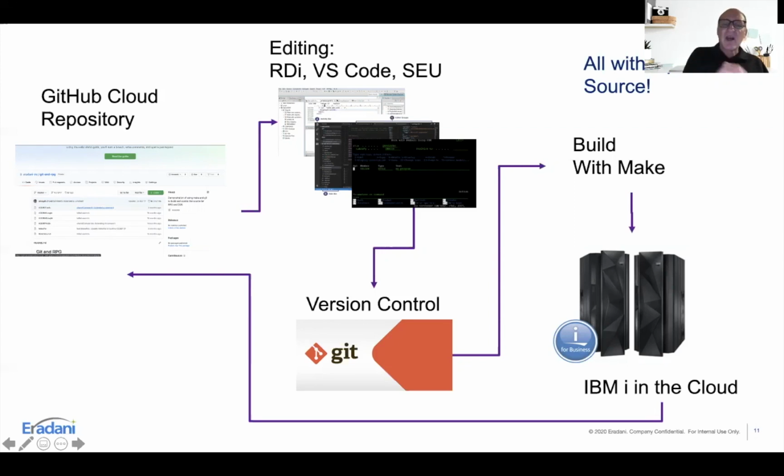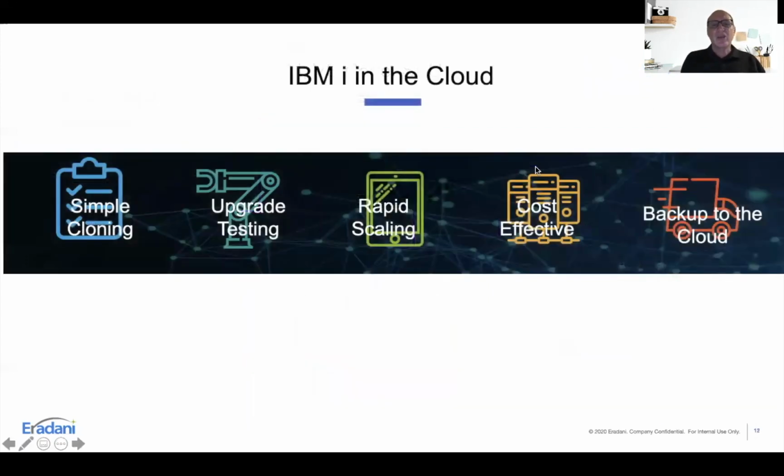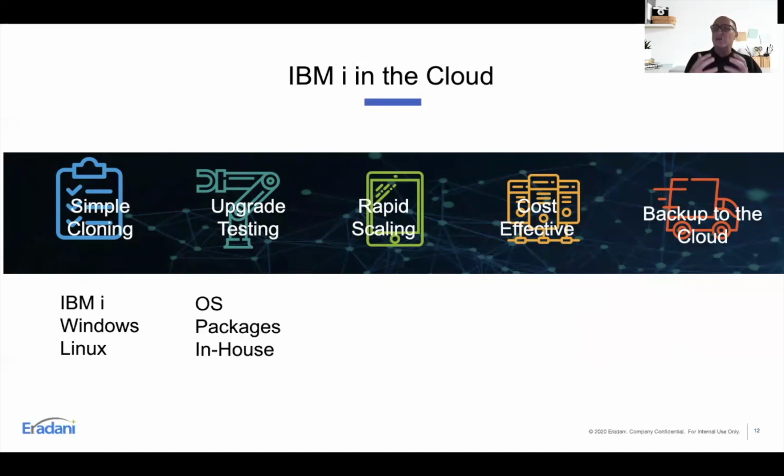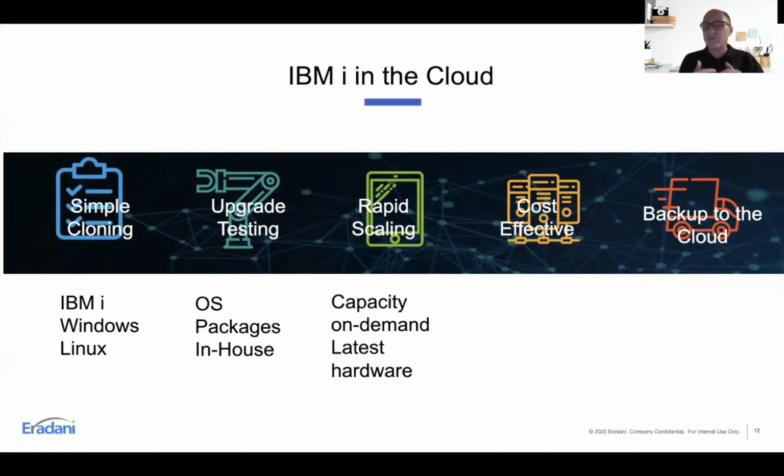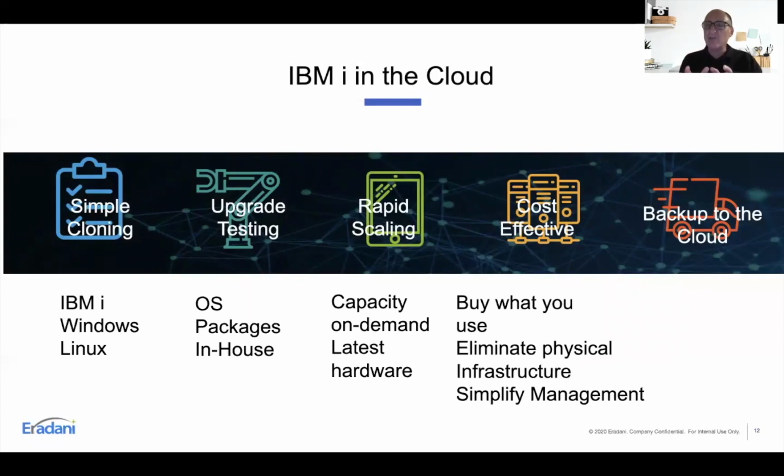So what we've covered so far in this presentation is we covered DevOps in the cloud. We covered the idea of cloning, where you could clone an individual IBM i, or you could clone an entire ecosystem of an IBM i and Windows servers and Linux servers. You could use those servers for upgrade testing, for testing new package releases, for testing your own in-house changes. You could rapidly scale your machines up and down, so you could add capacity or take away capacity as you needed, so that you could pay for just what you needed, so just the capabilities that you were using, and you could eliminate all of the physical infrastructure that you have to manage in an on-premise situation.